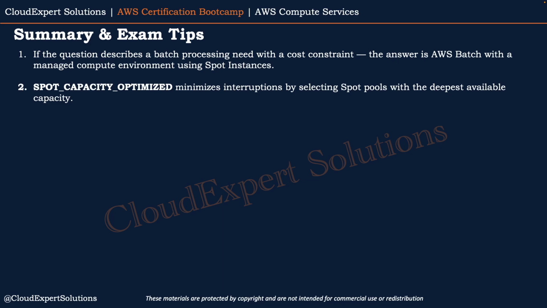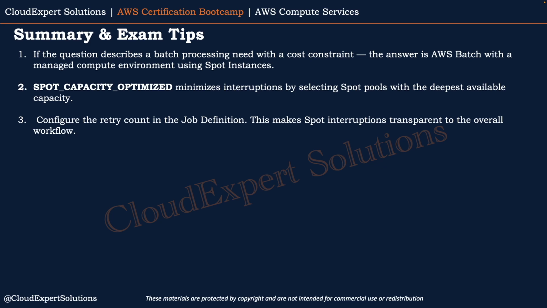Please remember, Spot capacity optimized is the recommended allocation strategy. It minimizes interruption by selecting the Spot pool with the deepest available capacity. AWS Batch automatically retries any job interruption or Spot reclaim. This retry count will make the Spot interruption transparent to the overall job workflow.